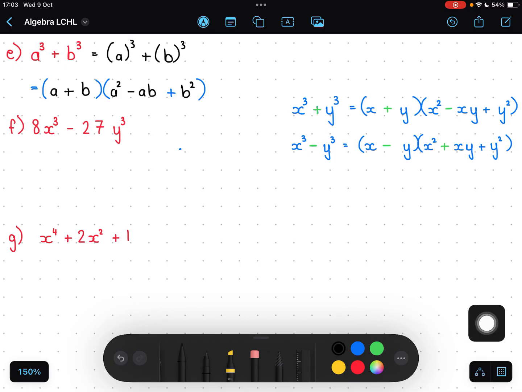The reason why I've done this one out with the a to be cubed and the b to be cubed is to help us with this next one. This next one has the difference of two cubes.